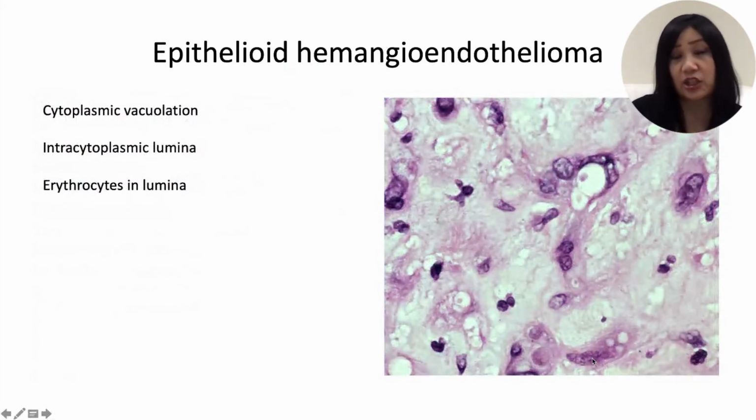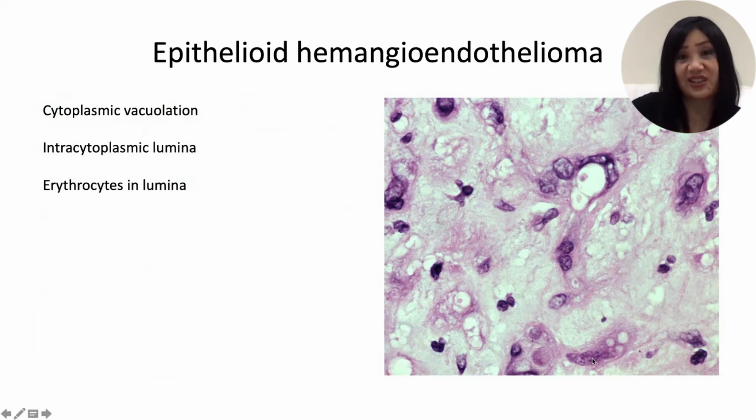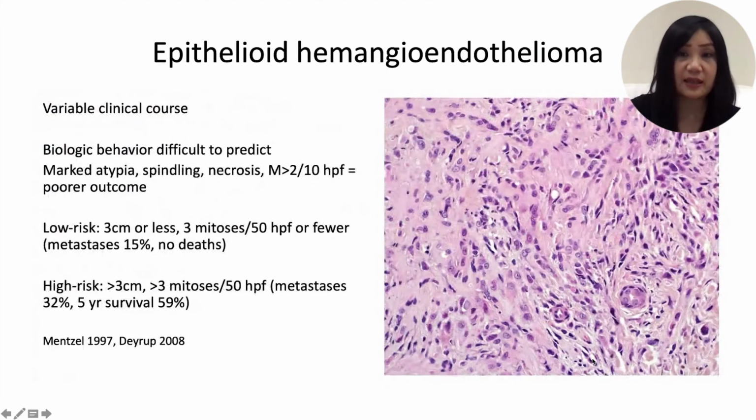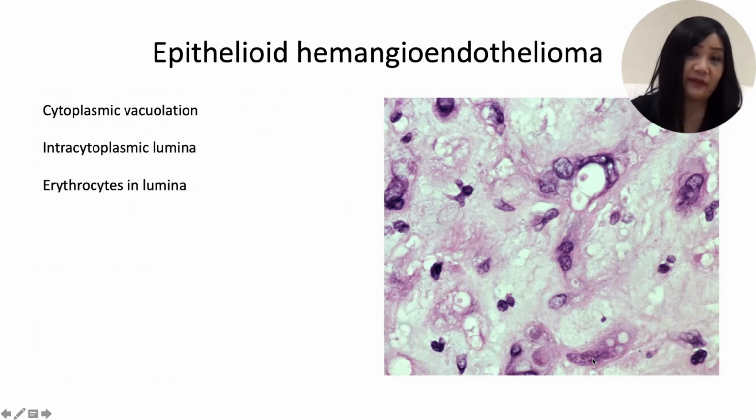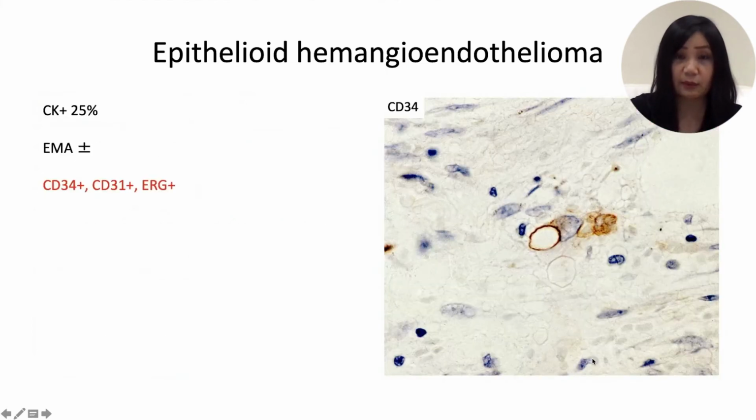Again, this, like pseudomyogenic hemangioendothelioma, is another vascular neoplasm that does not show vasoformation. But sometimes there can be variable cytoplasmic vacuolation with intracytoplasmic lumina and a single erythrocyte, or a couple of erythrocytes in the lumina. These have a variable clinical course. These are fully malignant, but the biologic behavior can be difficult to predict. And some authors say that marked atypia, spindling, necrosis, and a mitotic index of more than 2/10 high-power fields is associated with a poorer outcome.